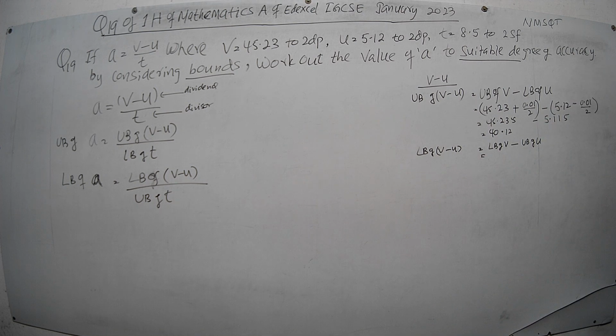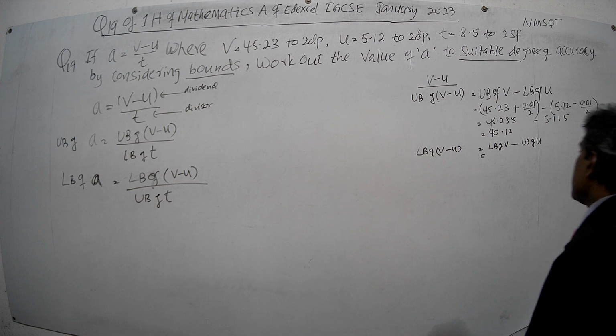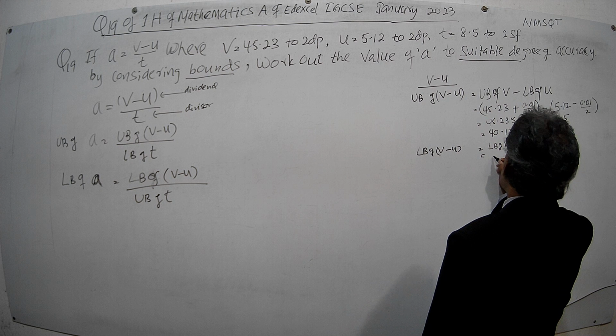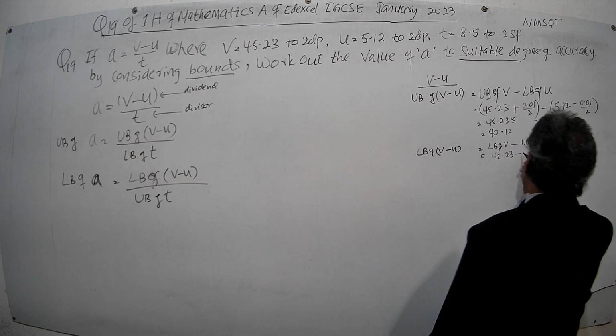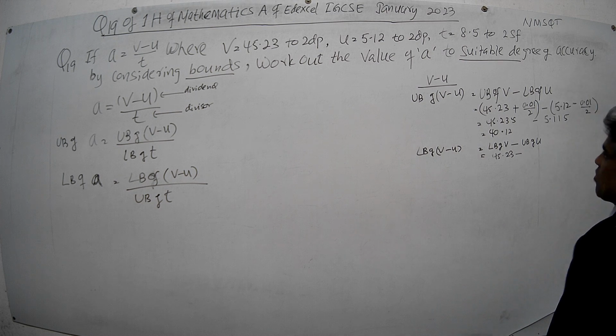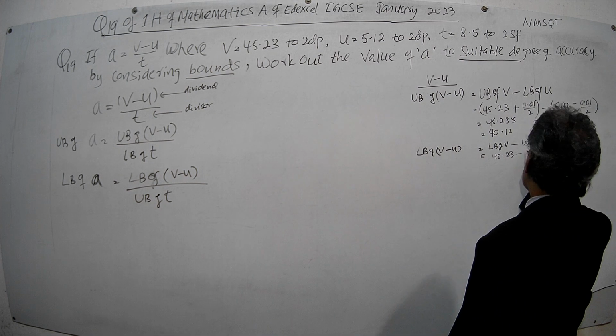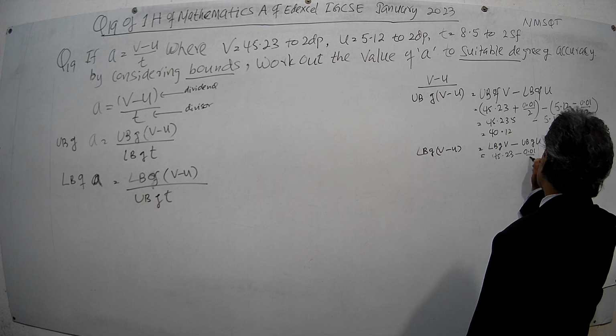Lower bound of V means the lower bound of a single corrected value. The formula is corrected value minus degree of accuracy over 2. Then the corrected value of V is given here: 45.23 minus degree of accuracy over 2. What is the degree of accuracy in the correct two decimal places? 0.01, then divided by 2.